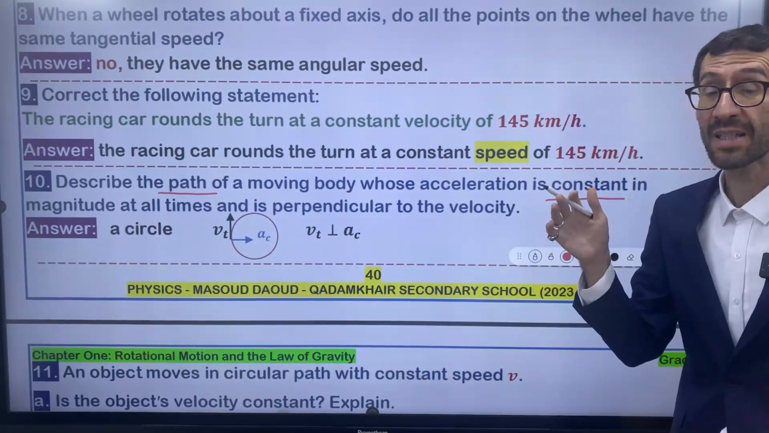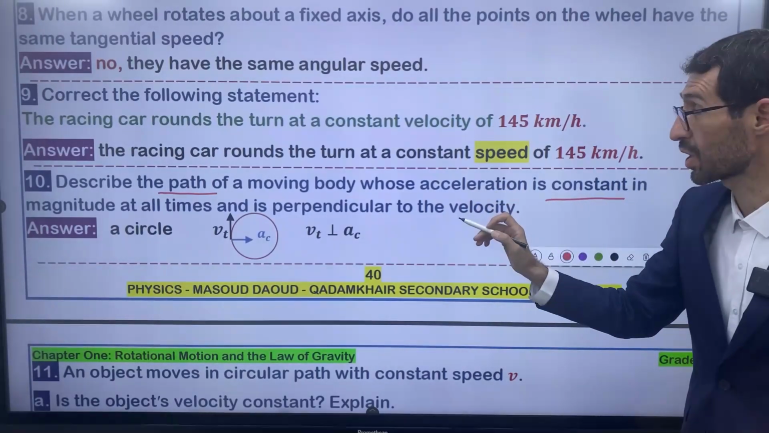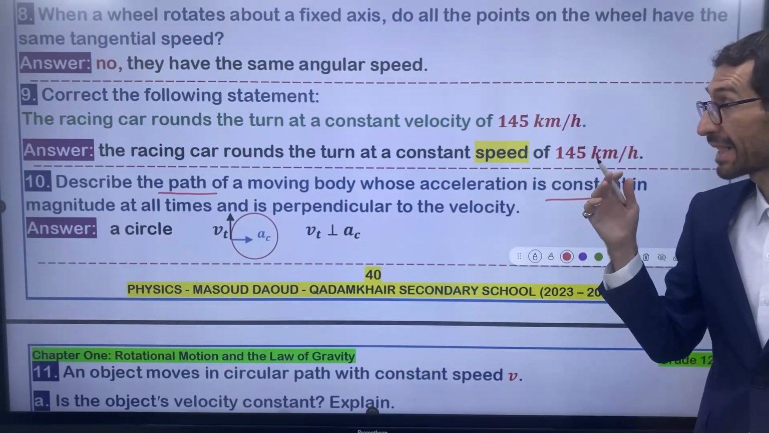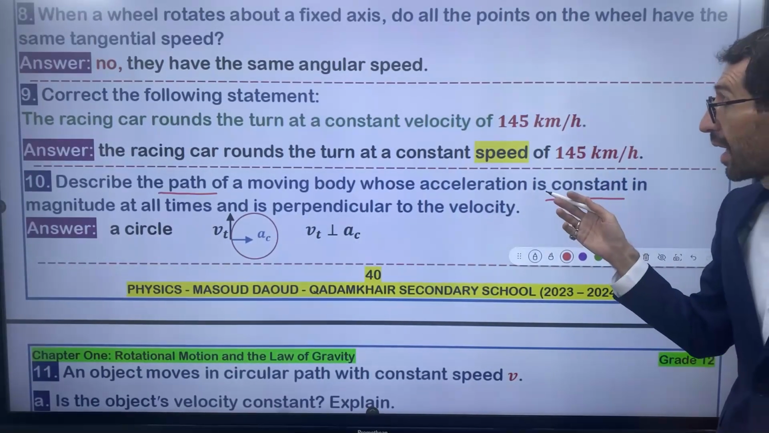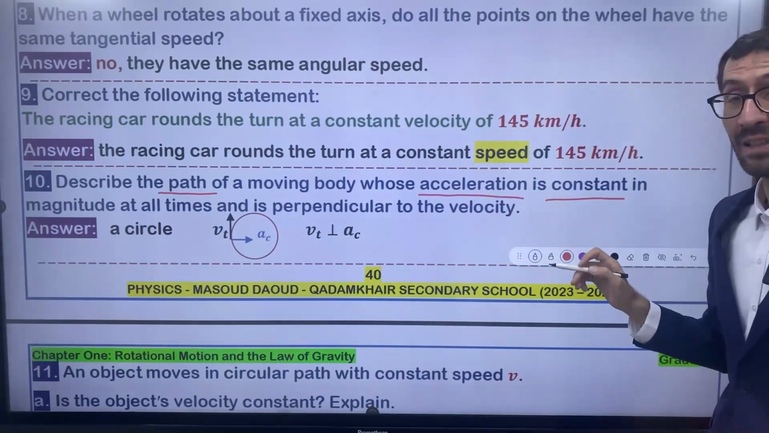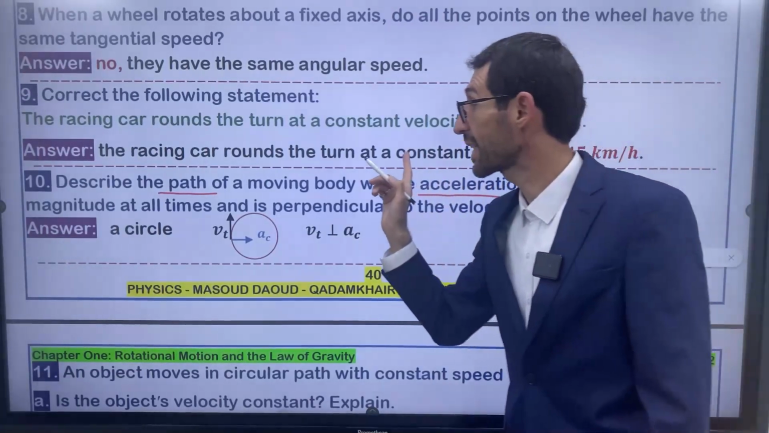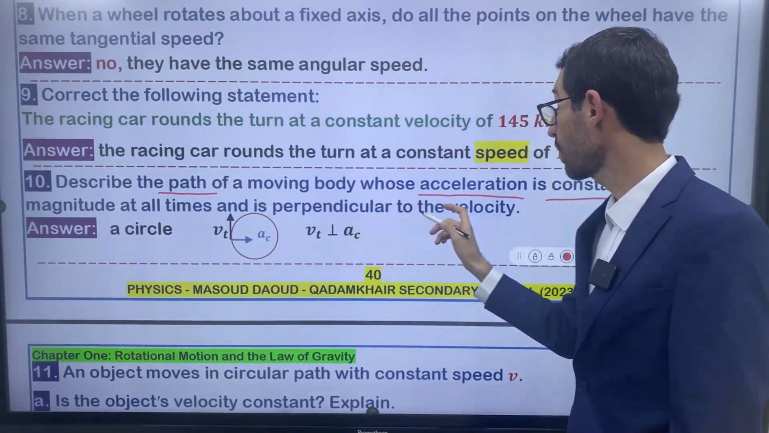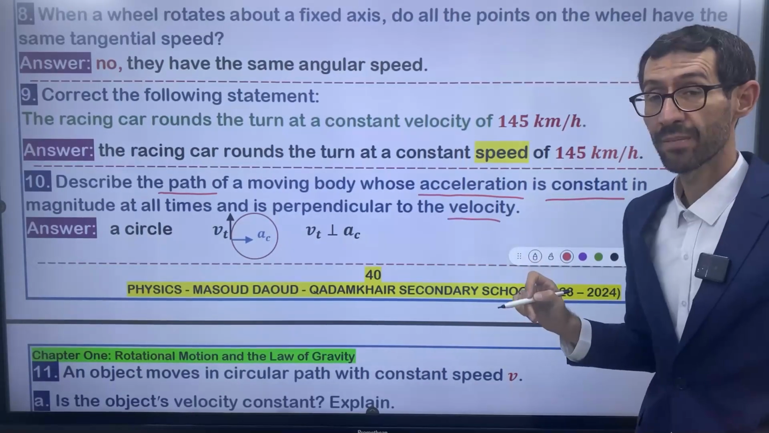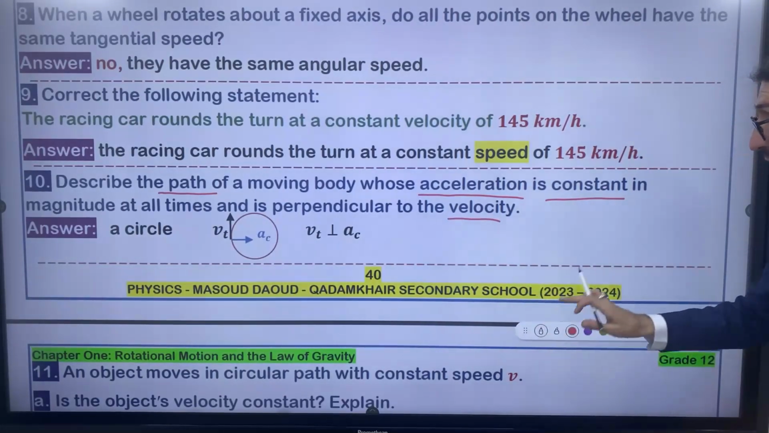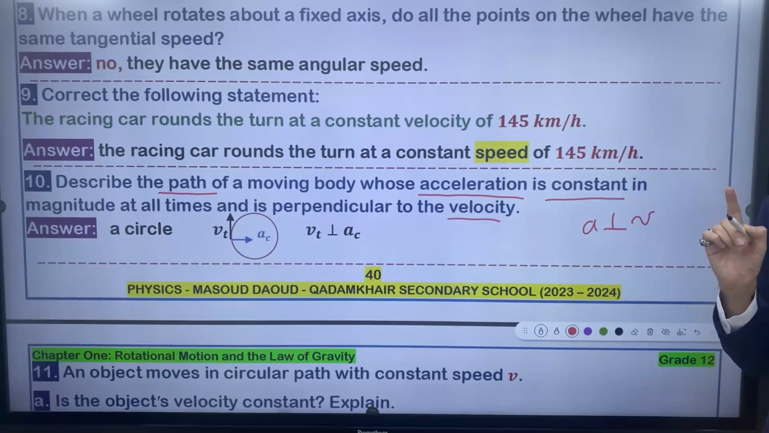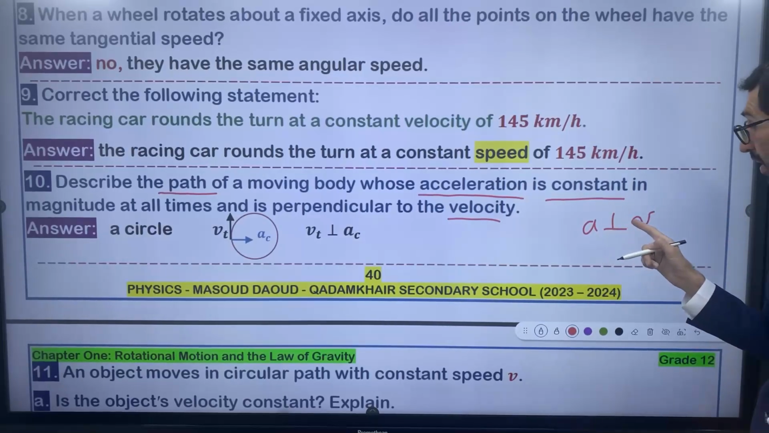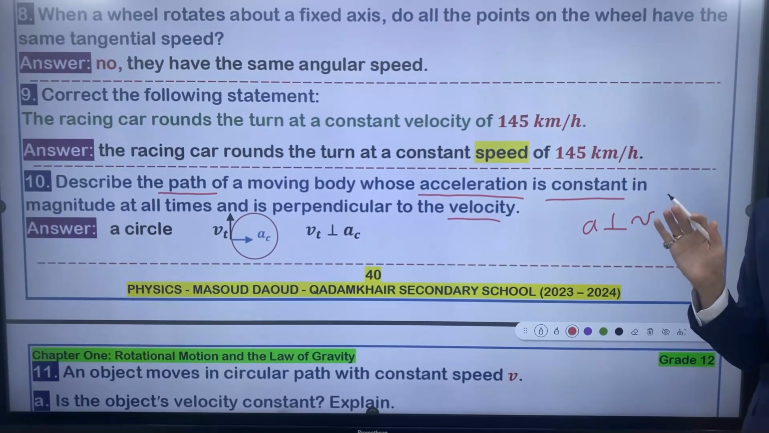So what does it focus on? It focuses on acceleration. It says describe a path. Think about a path whose acceleration is constant, and acceleration is perpendicular to the velocity. So in which situation is acceleration perpendicular to velocity? Only in a circular track.